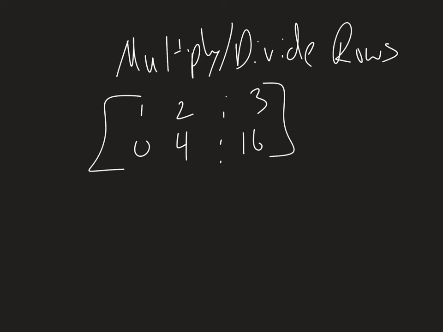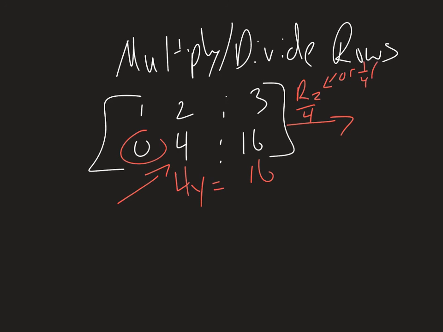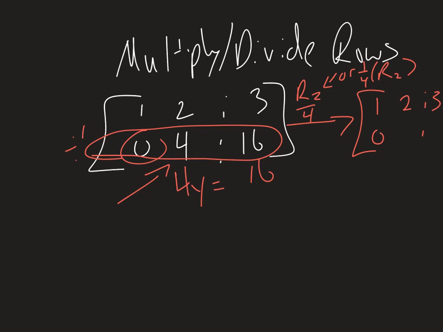So let's say I have a matrix, and let's say I have eliminated an x, just for the sake of it. So if I'm looking at this, yes, we could say 4y equals 16. Or what I could do is I could take either row 2 divided by 4, or I could say 1/4 times row 2. Both have the same effect. I'm only altering the second row, so I'm going to leave the first one as is. And then I can divide this entire row by 4.